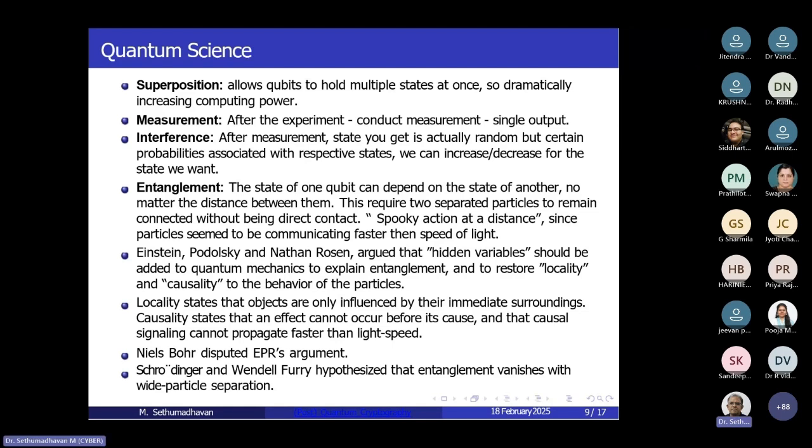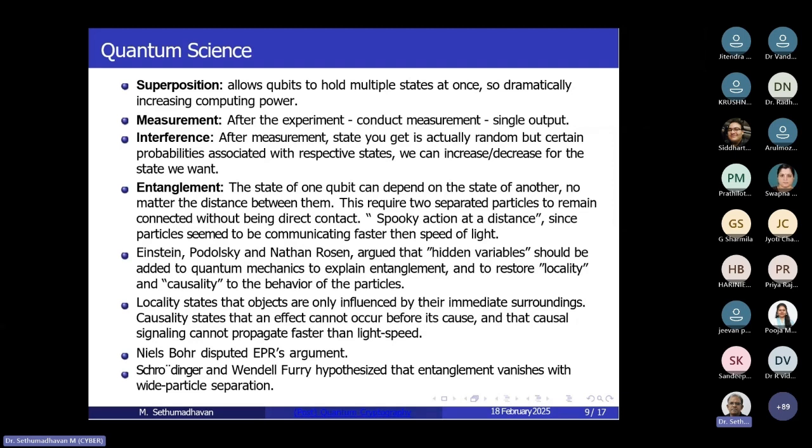And you can tweak this probability. You can increase or decrease it for the state we want. This interference is an interesting thing. Once you measure, the output is random, but you can have a probability associated with the respective states. And you can increase and decrease the probability also. I will be explaining the maths behind this interference, superposition, and measurement later.